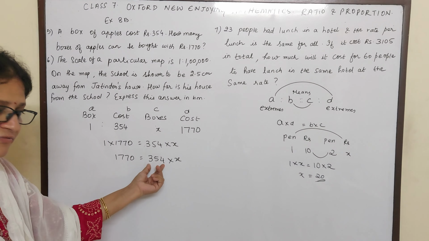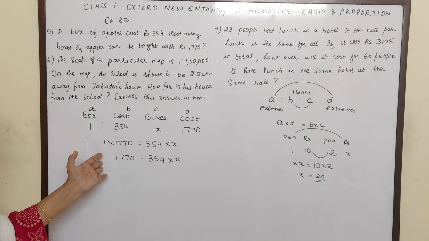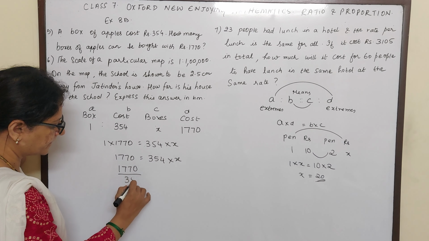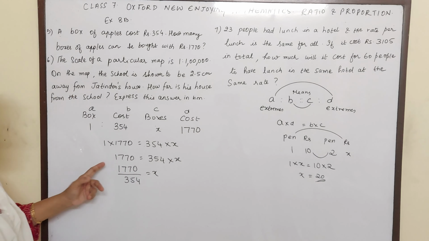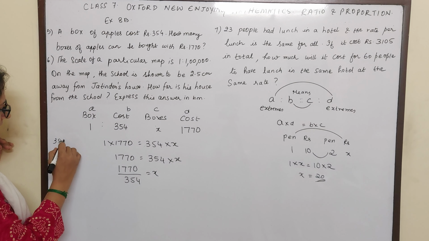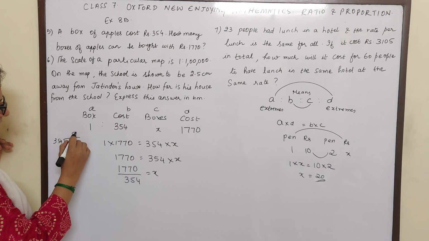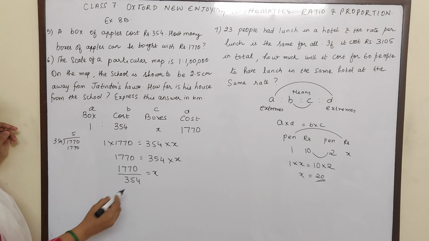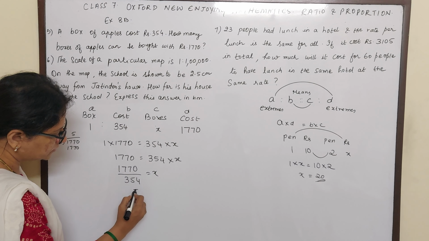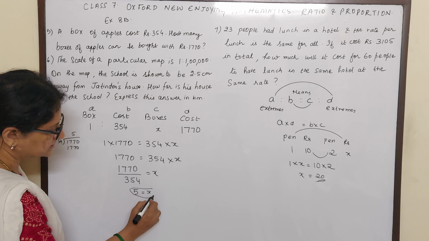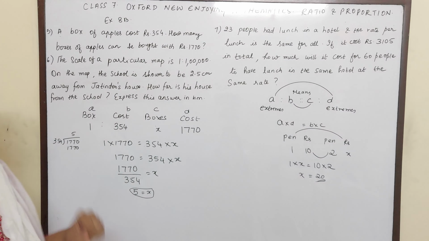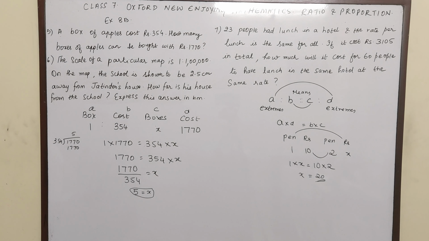Now I will bring this 354 from the right hand side to the left hand side, so it will become division, right? If I divide with long division, I will get the answer. 1770 divided by 354 will be 5, because 5 fours are 20. In the end, 0 will come in the ones place, right? So you can directly do that. 5 is equal to x. That means 5 boxes can be bought with this much rupees. Let us go to the next sum.